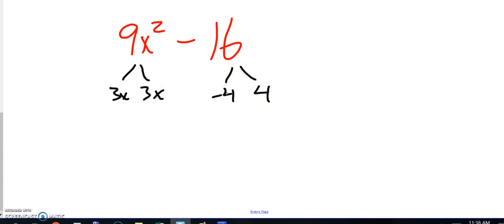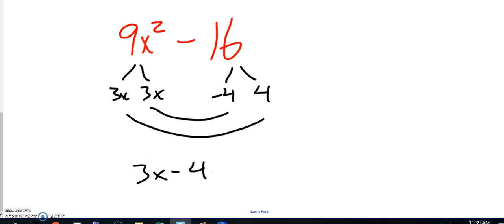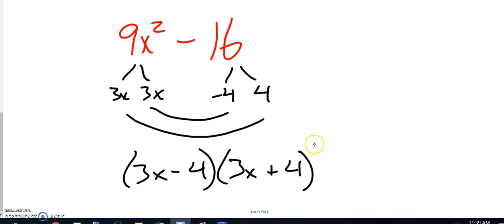We know one of them has to be negative. So this factors into 3x minus 4 and 3x plus 4. So this is how these factor every single time. So that's the difference of two squares.